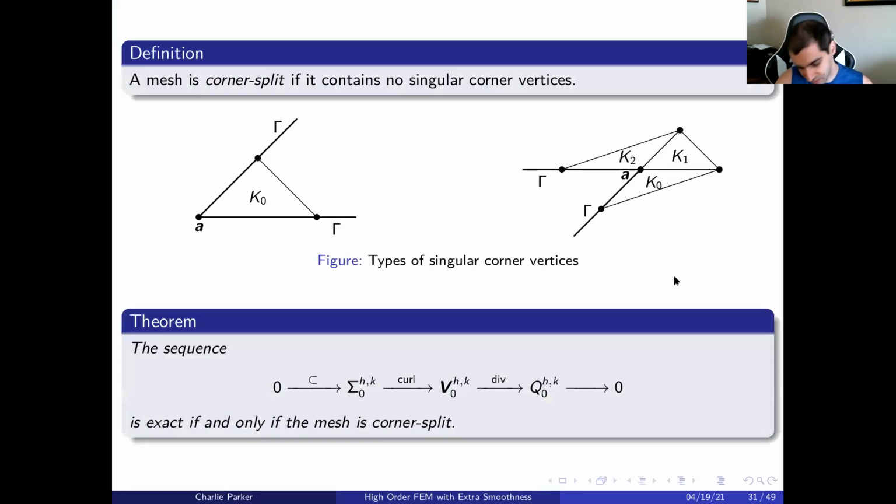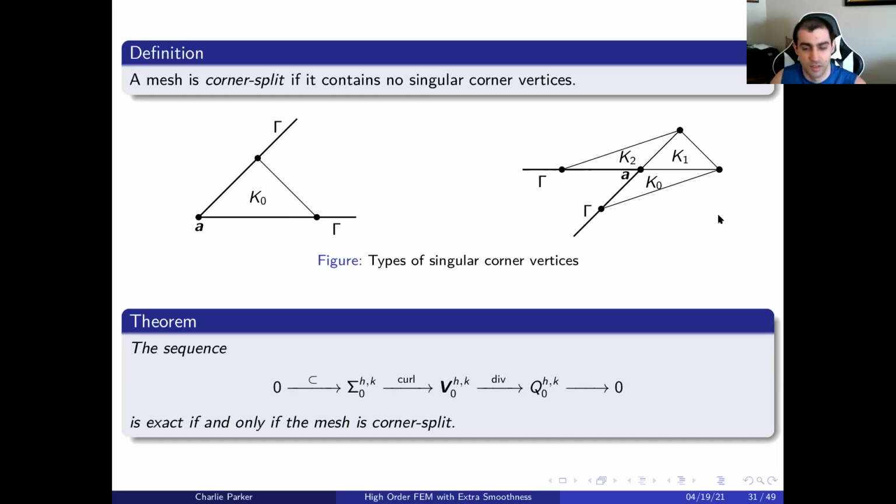Okay, so we need a special condition on the mesh, which looks sort of weird at first. Basically, a mesh is corner split if it contains no, quote unquote, singular vertices, where the only singular vertices are illustrated by these two pictures. So it's an element that has two boundary edges, two edges on the boundary of the domain.